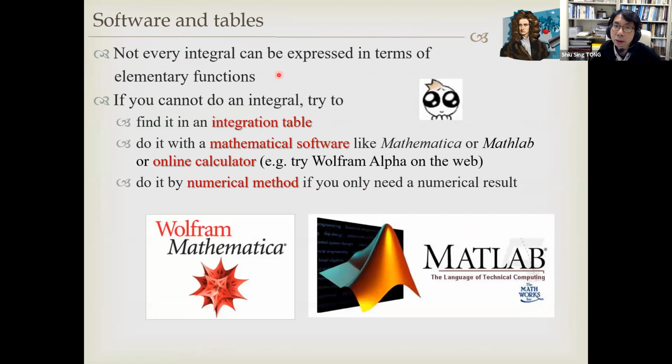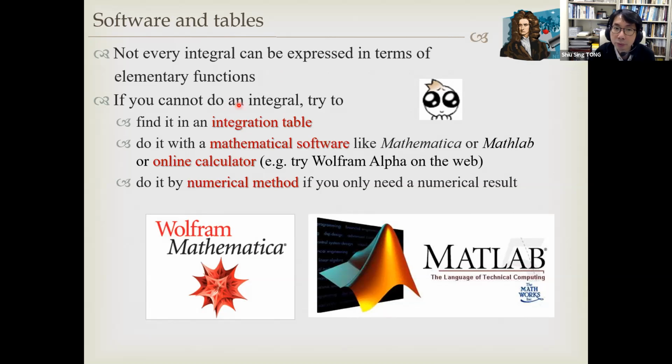Now, the difficult thing is that not every integral can be expressed in terms of the elementary functions that we learned. In fact, most integrals cannot be expressed in terms of elementary functions. So don't expect that you can do every integral. It is simply not possible. In fact, you can do only the simplest ones. But for the difficult ones, you might rely on other methods, or you may do it numerically.